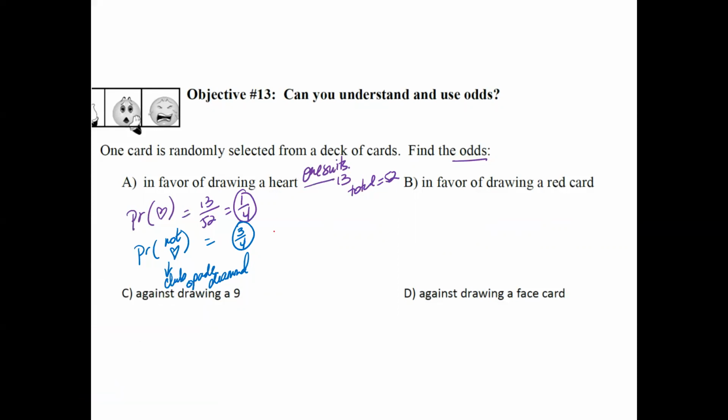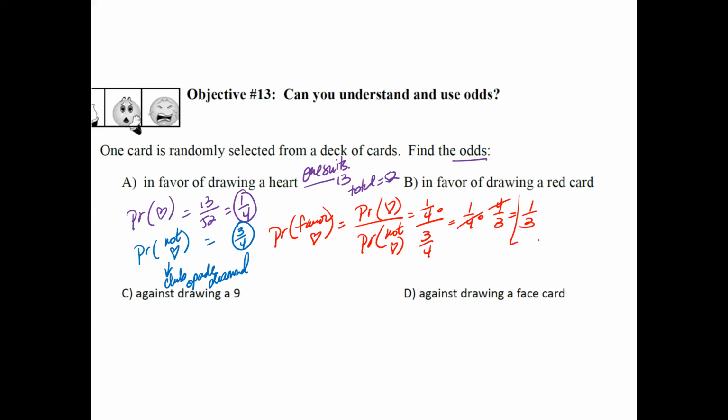So if you're going to find the odds in favor of drawing a heart, it's going to be the probability of you drawing a heart divided by the probability of you not getting a heart. So that's 1 over 4 divided by 3 over 4, which is 1 over 4 times 4 over 3, which cancels to 1 over 3. Put that into a percent, which is about 33.33%, or as a decimal, 0.3333.